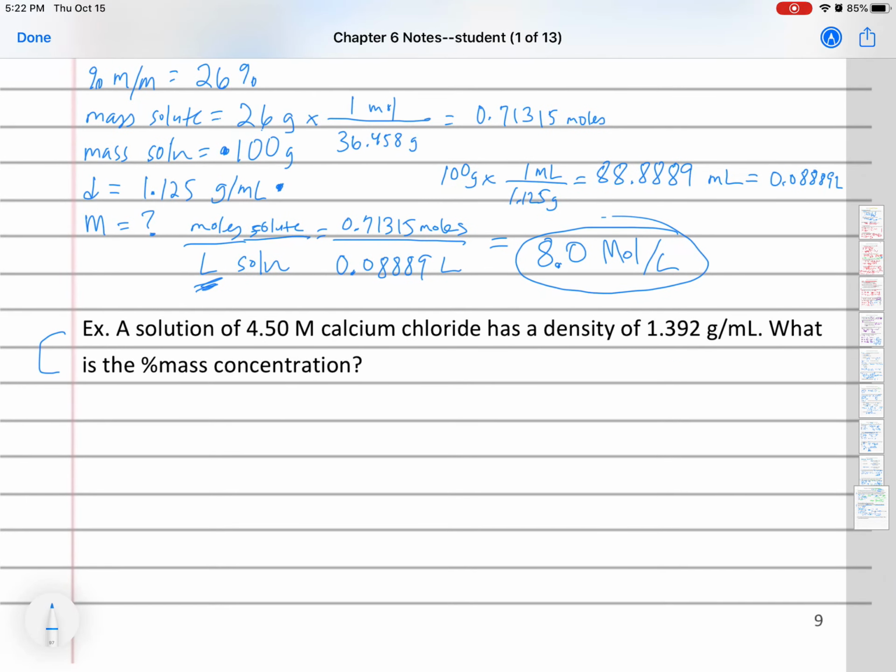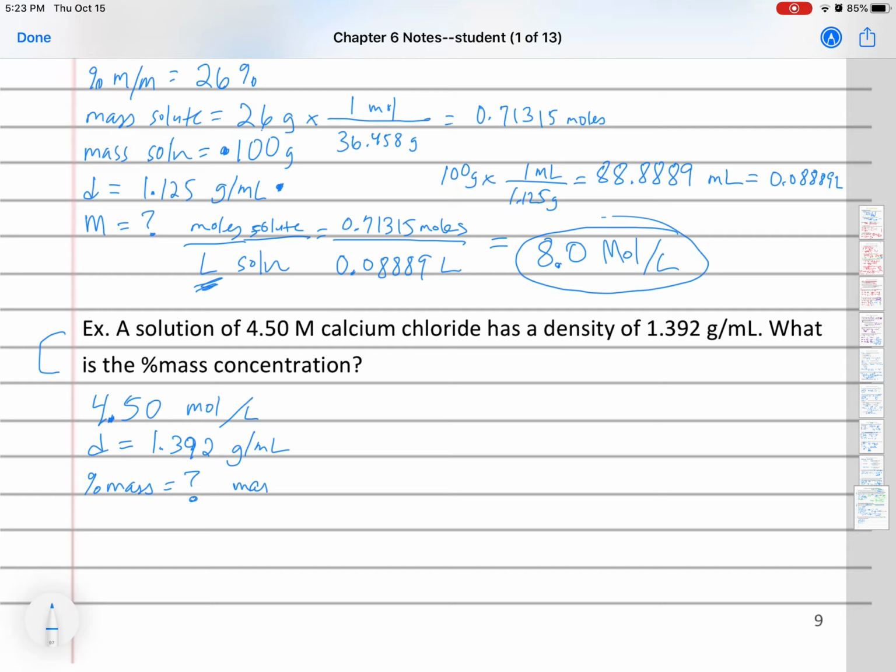Let's do one more. This one we're going from molarity to percent. We're going the other way. So we have a 4.5 molar solution. So I'm going to write 4.50 moles per liter, because when I write it out like that, I know I can use it as a conversion factor, of calcium chloride. And it has a density of 1.392 grams per milliliter, another potential conversion factor. And I want to know what is the percent by mass of the solution. That's what I'm trying to find.